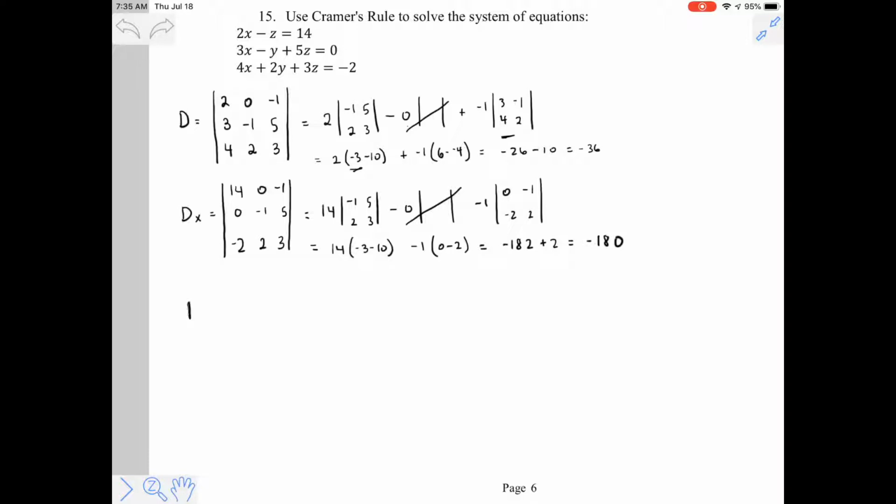Okay, D sub y. Now the y column takes on these values, 14, 0, negative 2. The x column is the same as it originally was, and the z column is the same as it originally was. So I'm going to choose this middle row. And that middle row is minus, plus, minus. So it actually has to be negative 3. And then if I cross out the row and column there, I'm up to 14, negative 1, negative 2, and 3.